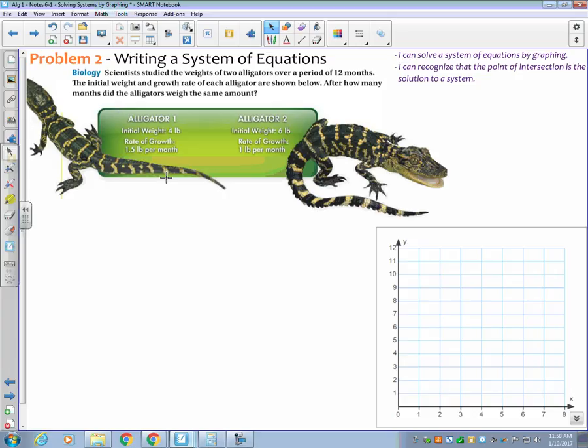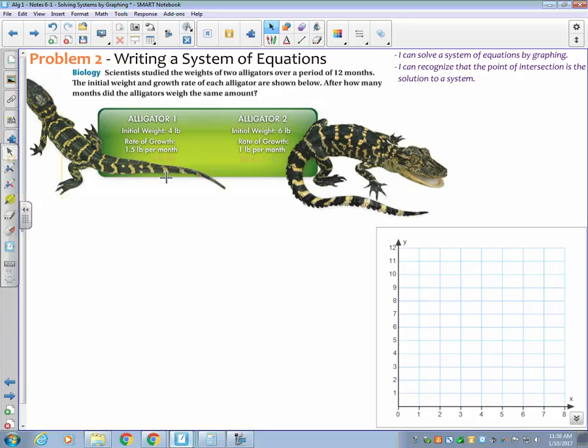All right, now let's find creepy crawly alligator. Scientists studied the weights of 2 alligators over a period of 12 months. The initial weight and growth rate of each alligator are shown below. After how many months did the alligators weigh the same?